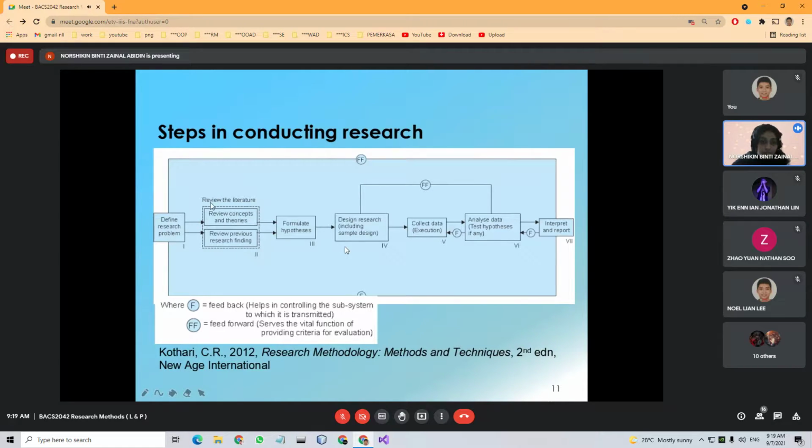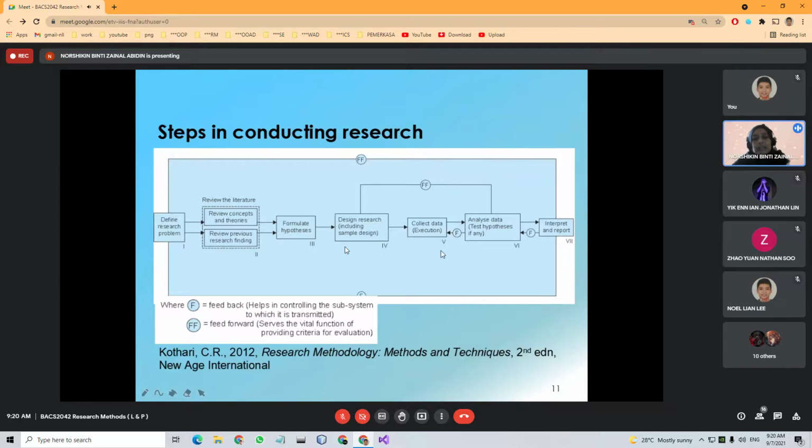And then after you have done your literature review, you need to come out with a hypothesis. A hypothesis is something that you want to prove in your research. And then you need to design your research, including the method, how you want to conduct your research. Designing can be the method, or any formula that you want to use. That is the research design.